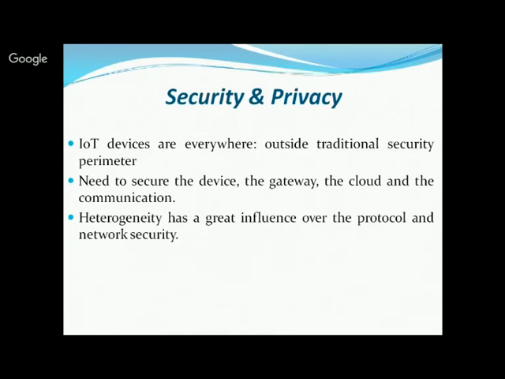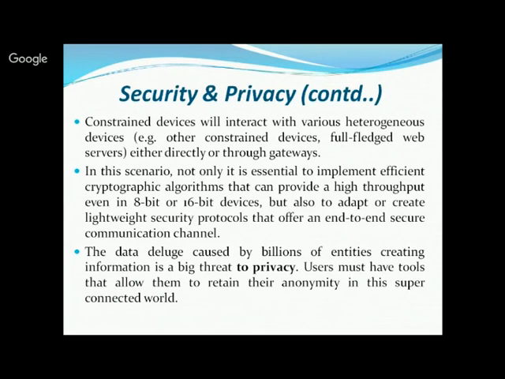Heterogeneity has a great influence over protocol and network security. Similarly, another term is privacy. Privacy is very much important. For example, you are connected with one doctor. I'm giving one example of why privacy is needed in the case of IoT.